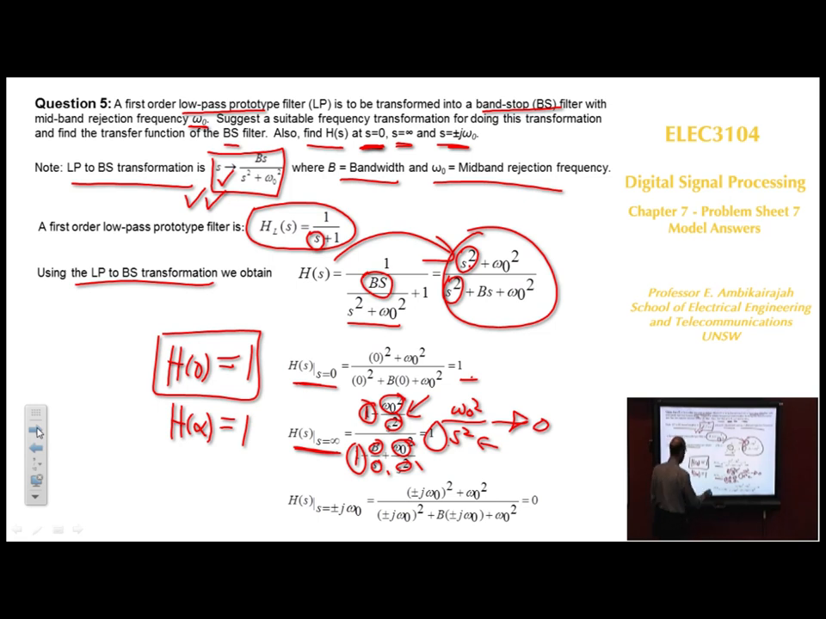Then they ask you what is h j omega on the axis. On the axis, at the center frequency, the value is 0. When you substitute that directly, as soon as you put j omega naught whole squared, this will become minus and this cancels with that, you get 0. So how does that look?